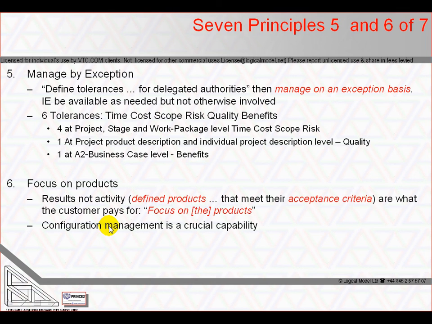Principle number 6 is a focus on products. Projects only exist to deliver products that fulfill stakeholder expectations in accordance with the business justification. Projects are output, not activity oriented, which means that a common understanding of the products required is defined in terms of the quality criteria against which they will be individually approved.